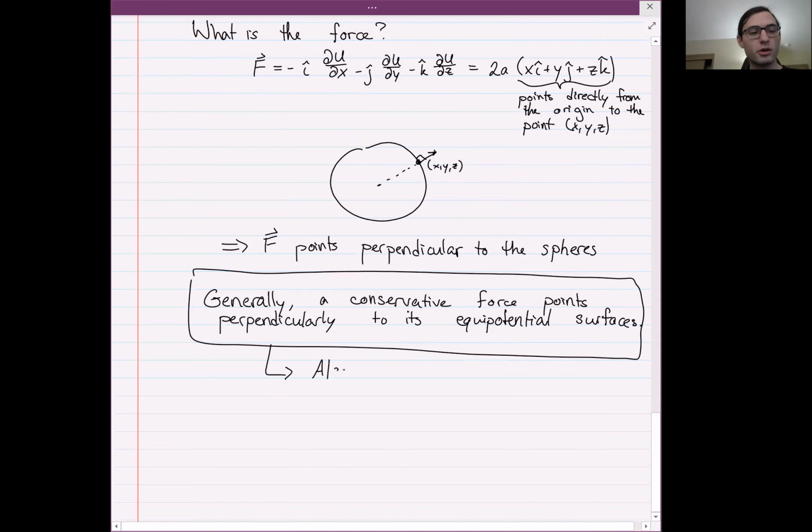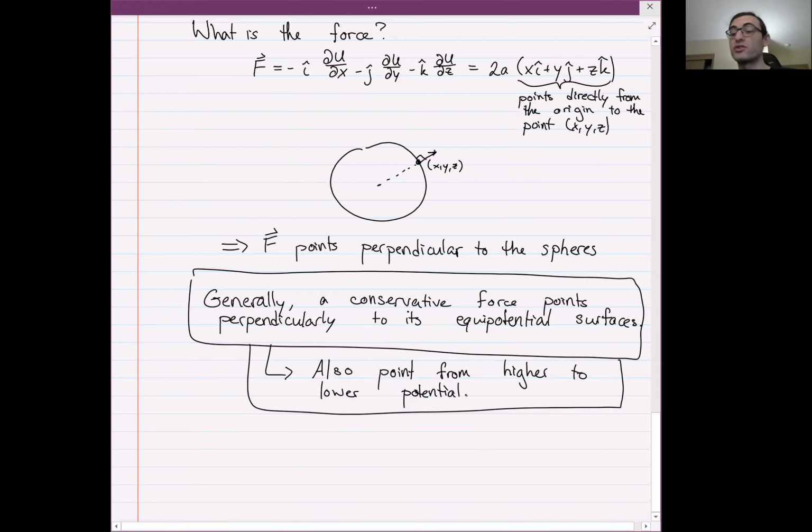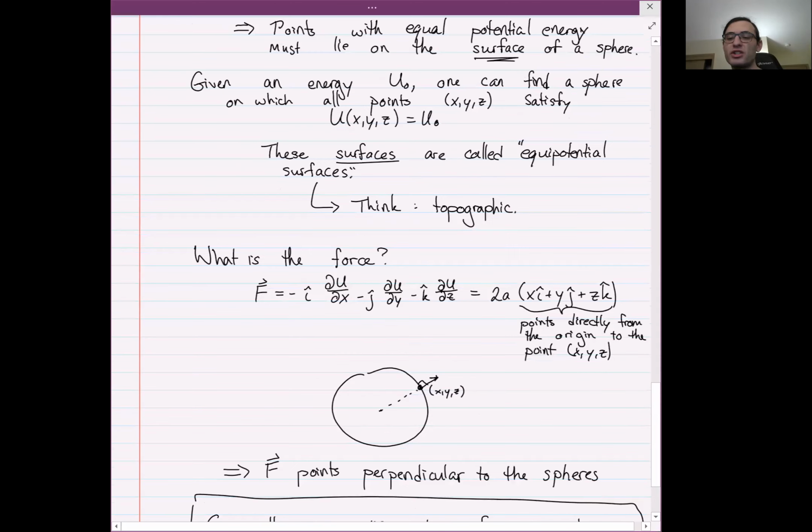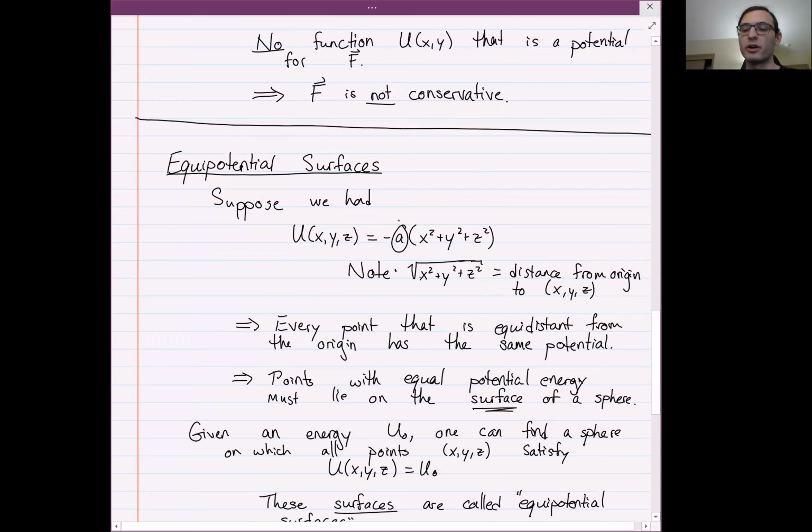As another caveat, something else we can learn from this particular example is that forces also point from higher to lower potential. Now let's just think about that for a minute. The force points from higher to lower potential. And so consider this. The potential energy function was negative A. We're assuming that A is positive here.